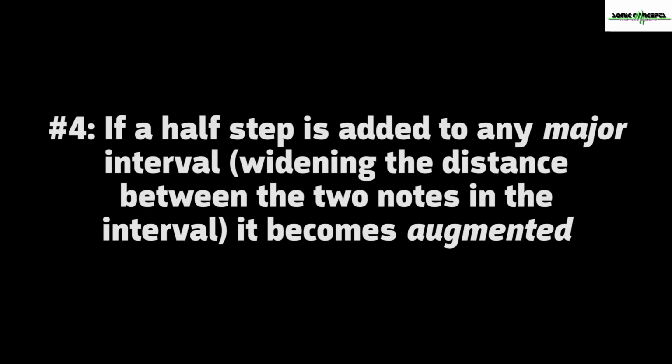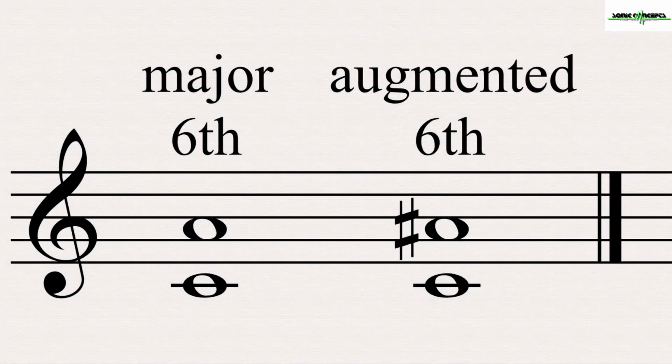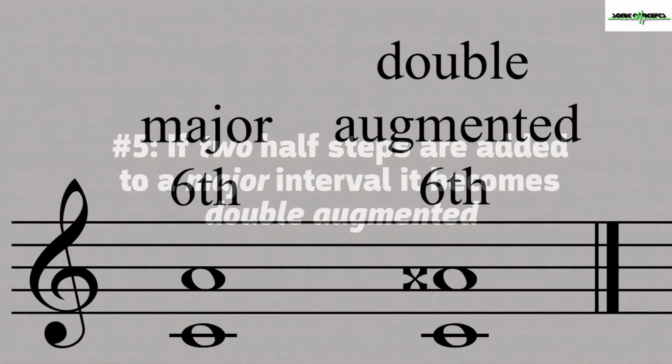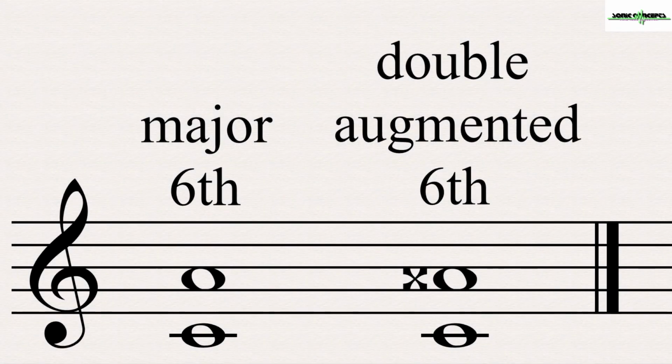Number 4, if a half step is added to any major interval, widening the distance between the 2 notes in the interval, it becomes augmented. For example, a half step added to a major sixth renders an augmented sixth. Number 5, if 2 half steps are added to a major interval, it becomes double augmented. For example, 2 half steps added to a major sixth renders a double augmented sixth.